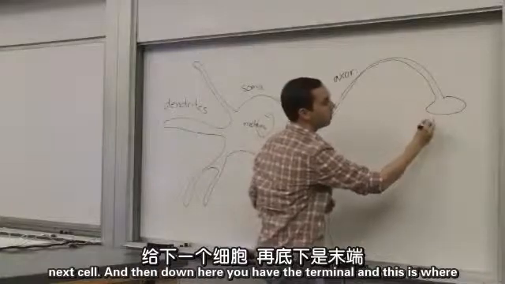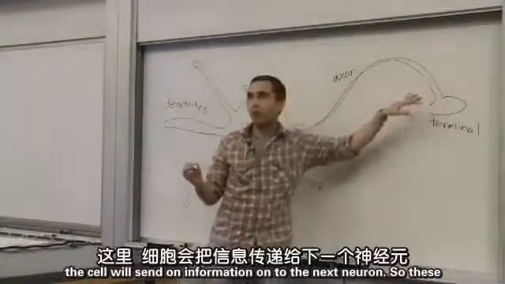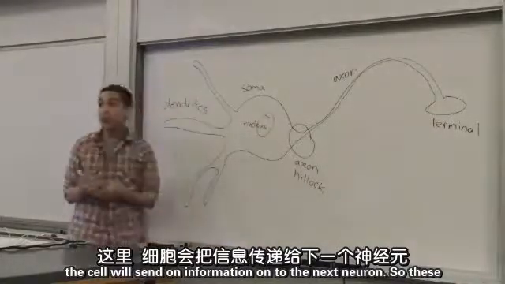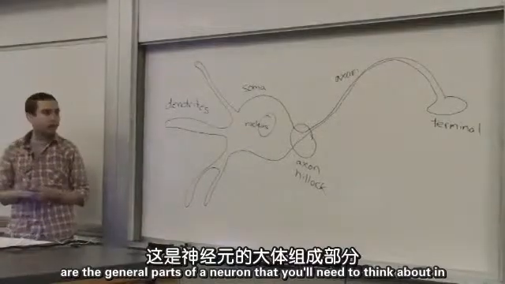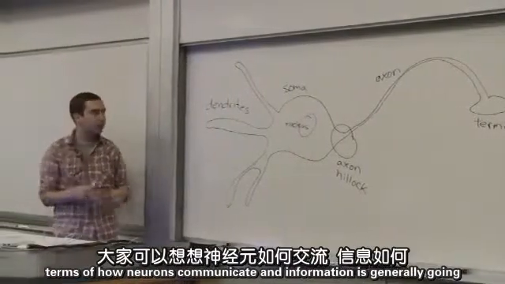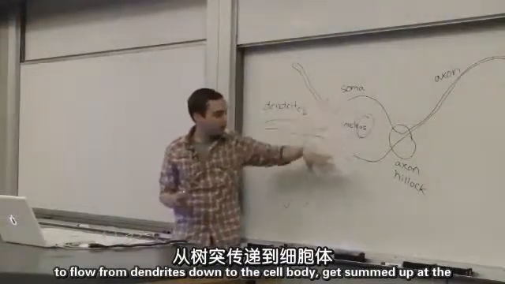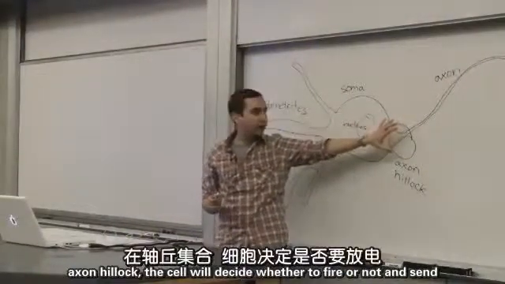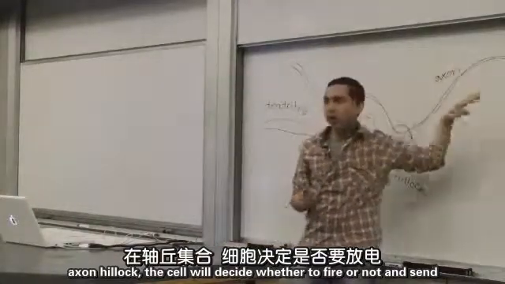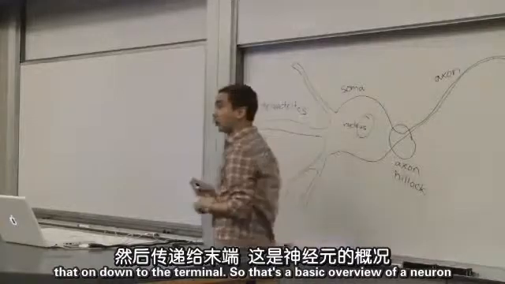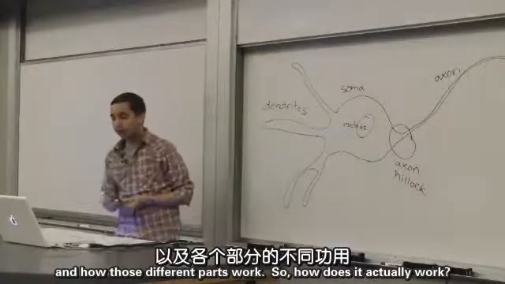And then down here you have the terminal. This is where the cell will send on information onto the next neuron. So these are the general parts of a neuron that you'll need to think about in terms of how neurons communicate. Information is generally going to flow from dendrites down to the cell body, get summed up at the axon hillock. The cell will decide whether to fire or not, and send that on down to the terminal. So that's a basic overview of a neuron and how those different parts work.